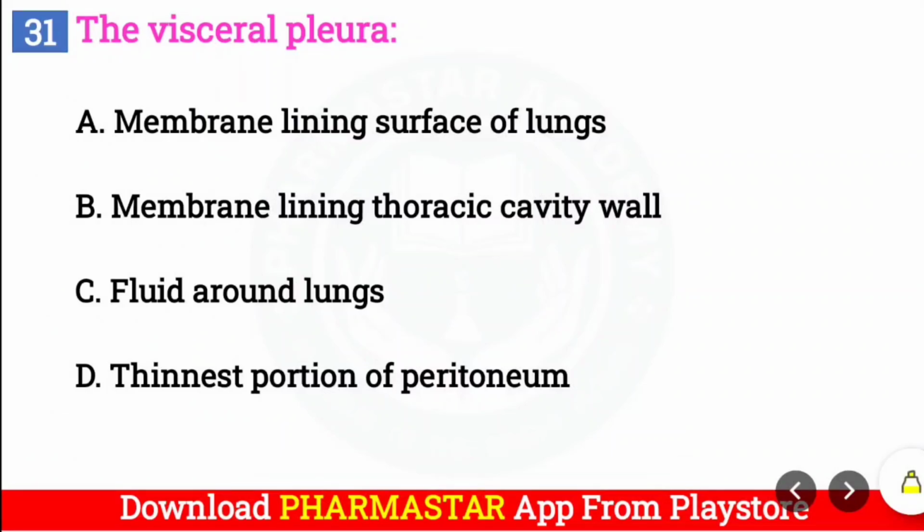The next question is the visceral pleura. Option A membrane lining surface of lungs, B membrane lining thoracic cavity wall, C fluid around lungs, D thinnest portion of peritoneum. The correct answer is option A, membrane lining surface of the lungs. The visceral pleura is the delicate innermost serous membrane that adheres directly to the outer surface of the lungs, extending into the fissures between the lobes.